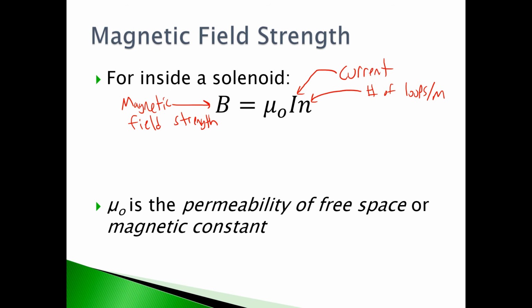But the interesting thing is mu zero can be changed. It can be changed depending on what's inside the solenoid, based on the core of the solenoid, because not all solenoids are wrapped in empty space. Sometimes they're wrapped around something, and depending on what that thing is, you can actually change the permeability and alter the magnetic field strength of your solenoid.